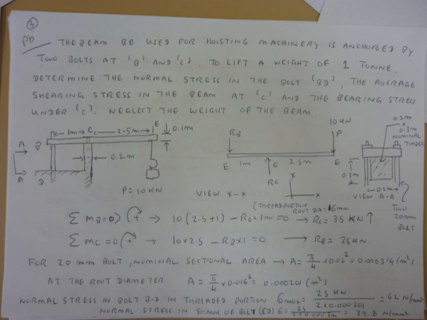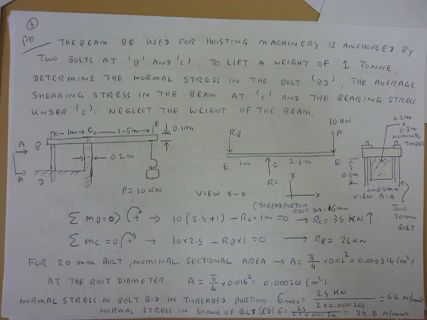And the other force is RB. The RB force multiplied by the distance to the moment center, which is 1 meter, will be the anti-clockwise moment. So 10 kilonewton multiplied by 2.5 minus RB multiplied by 1 equals 0. From this equation, you will be able to calculate RB equal to 25 kilonewton.